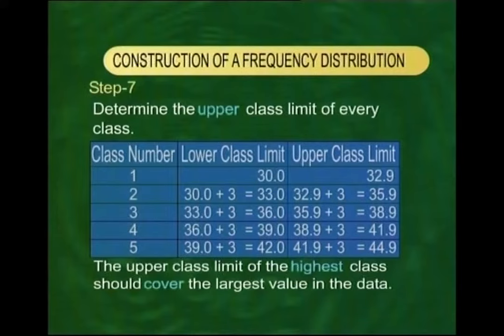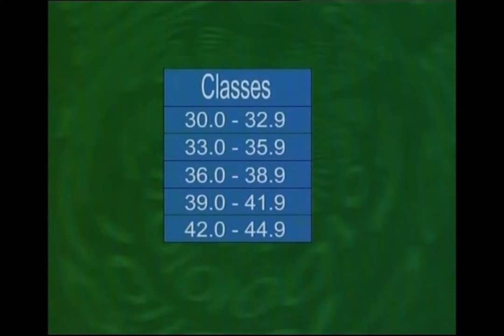Now this is exactly the point that I wanted to draw your attention to. Pehle aap is table ko puri tarah se study kar lijiye. Jab ye pehli value humne 32.9 rakh li, to uske baad baki jo values hain upper class limit ki, wo bilkul usi tarah jis tarah se lower class limit ke liye kiya tha, ke aap successively 3 add karte jaiye and you get all the upper class limits. Hence you get the classes that you now see on the screen, 30.0 to 32.9, 33.0 to 35.9 and so on.